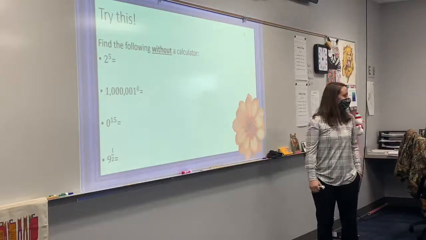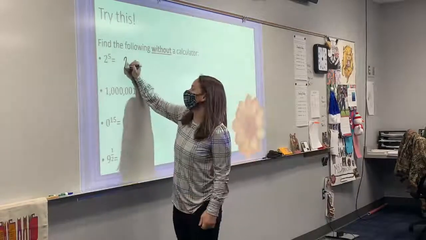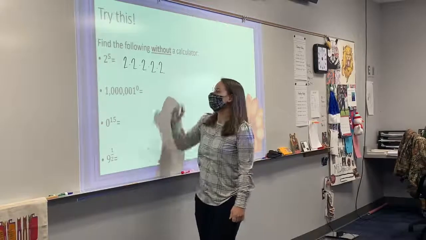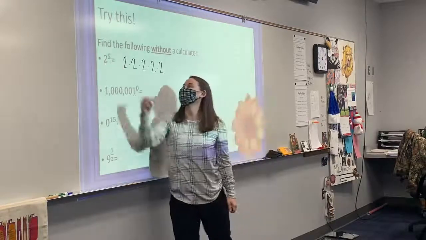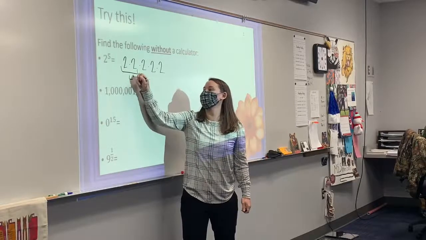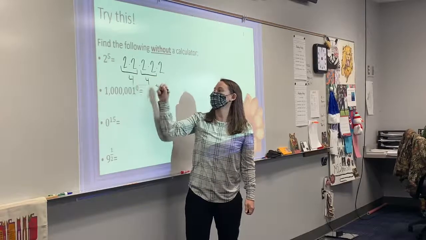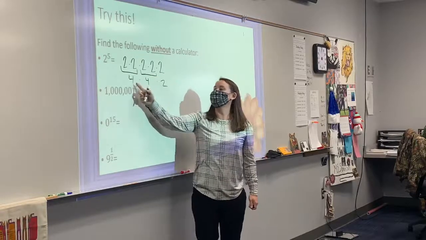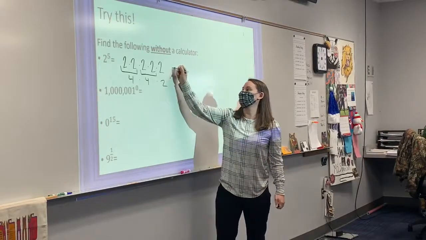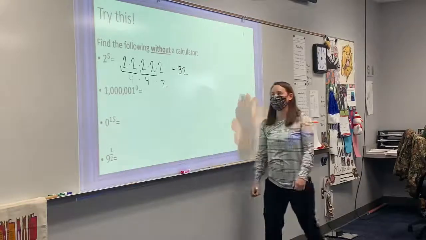The first is 2 to the 5th, which we want to write out the long way, which would be 2 times 2 times 2 times 2 times 2. We're doing that 5 times. To help you with this, I'm going to rewrite this as 2 times 2 is 4, and then another 4. So our problem becomes 4 times 4, which is 16, times 2, which is 32. So 2 times 2 times 2 times 2 times 2 is 32.